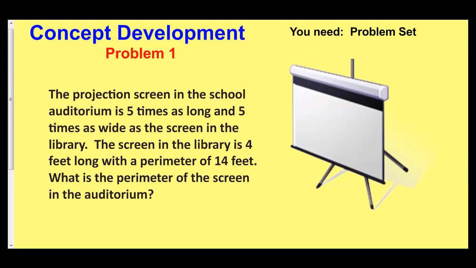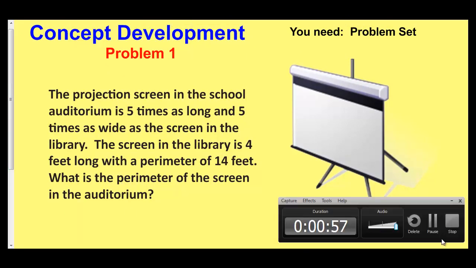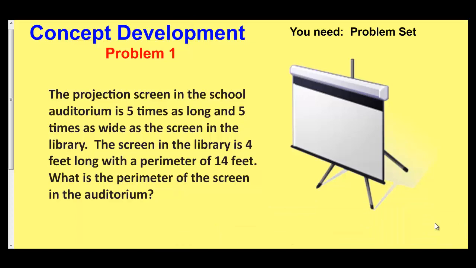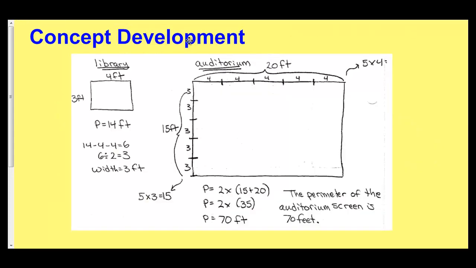And the first thing that I notice, they don't give us the exact dimensions for the screen in the library, but they do tell us it's 4 feet long with a perimeter of 14 feet. So if I draw the screen in the library and I label it, I believe I can figure out the length and the width of the screen in the library. So I'm going to begin by drawing that.